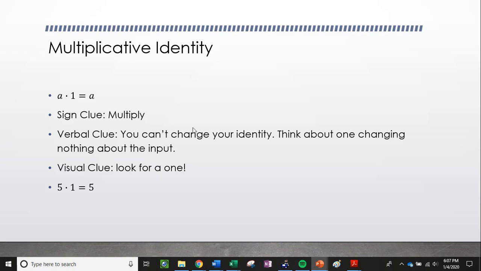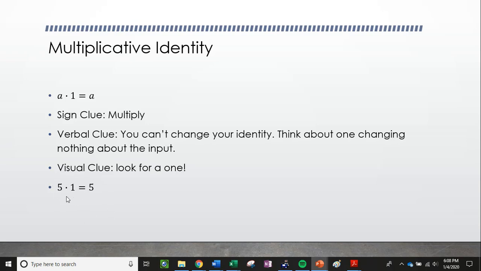Well, we can't hold that same thing true for multiplying, because what happens when we multiply something times 0? It becomes 0. So if we want to keep the identity the same, if I want to keep the A to equal A, I'm not going to multiply it by 0. I'm going to multiply it by 1, because anything times 1 is itself. All right, so our sign clue here is multiplying. And if we are thinking about the identity and keeping the identity the same, then we know that we have to multiply it by 1. If I gave you 5 times 1 equals 5 and said, what property is this exemplifying?